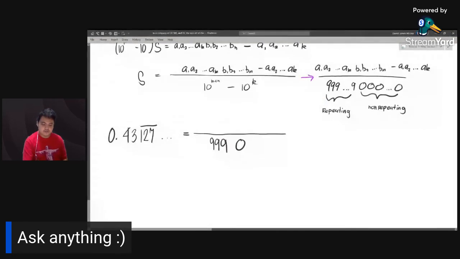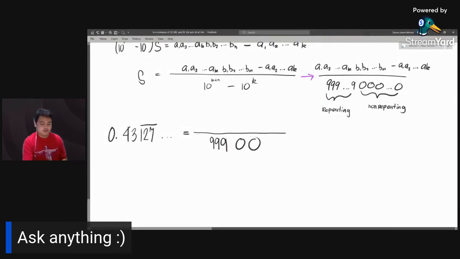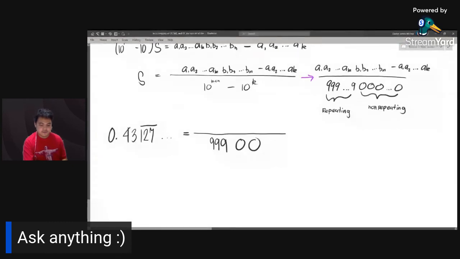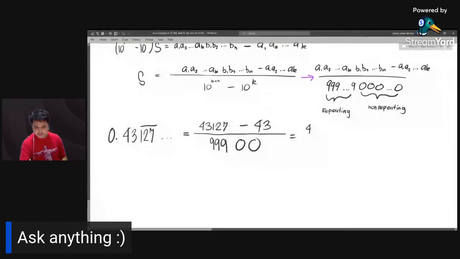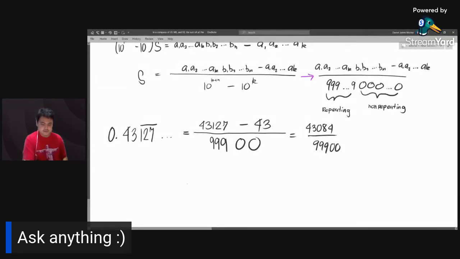So, 0, 0. Tapos, yung numerator, kopyahin mo lang yung isang string dito, 43127. Then, subtract it dun sa hindi na ulit, minus 43. Parang ganun lang siya. Okay? So, this one is 43084 divided by 99900. So, yan. Siyempre, pwede mo na siyang i-reduce.